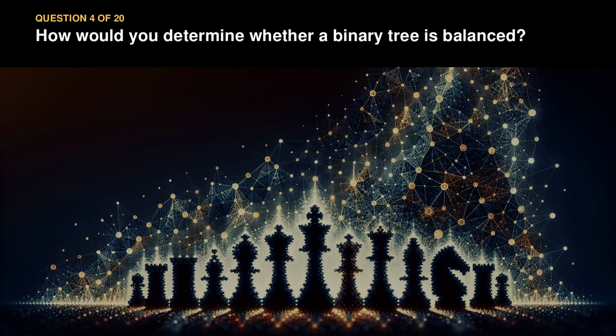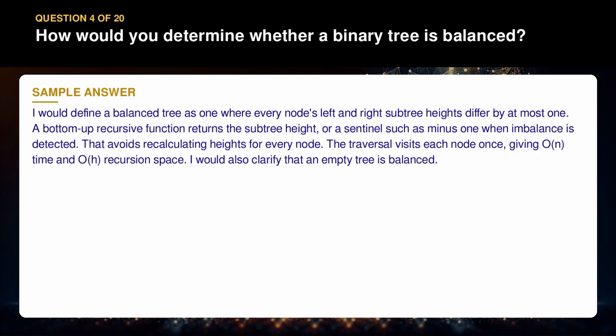Question 4. How would you determine whether a binary tree is balanced? I would define a balanced tree as one where every node's left and right subtree heights differ by at most 1. A bottom-up recursive function returns the subtree height, or a sentinel such as -1 when imbalance is detected. That avoids recalculating heights for every node. The traversal visits each node once, giving O(n) time and O(h) recursion space. I would also clarify that an empty tree is balanced.